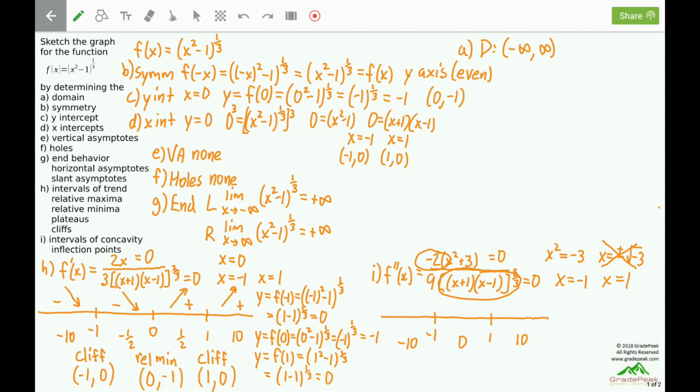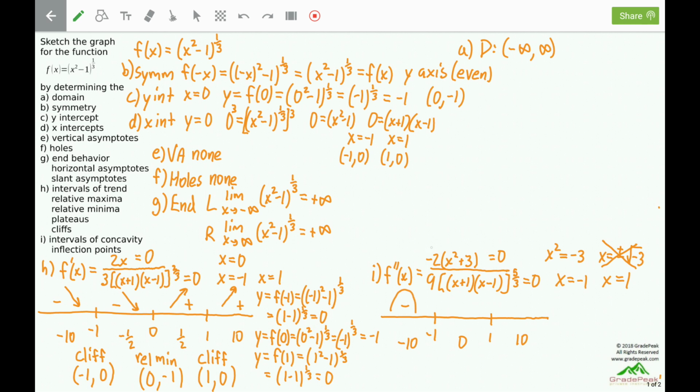Plug in the test value of -10 in the denominator. -10 plus 1 is a negative. Negative 10 minus 1 is a negative. Negative times negative is a positive. Positive to the 5/3 power will be positive. And we have the negative 2 over the positive. Negative over positive is negative. We have a negative second derivative. This corresponds to concave down.